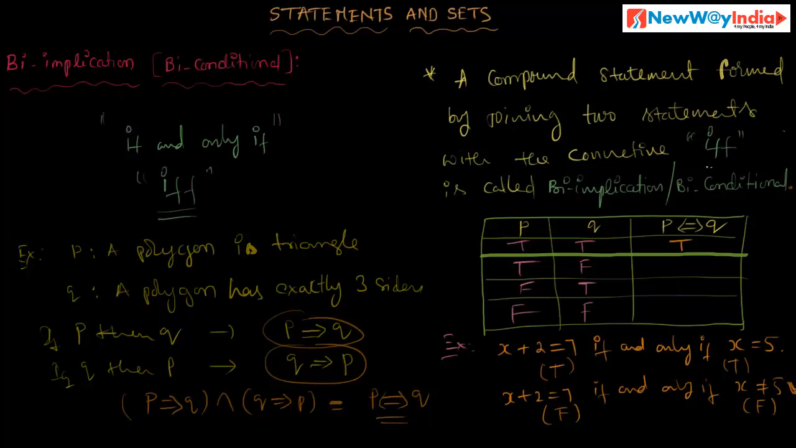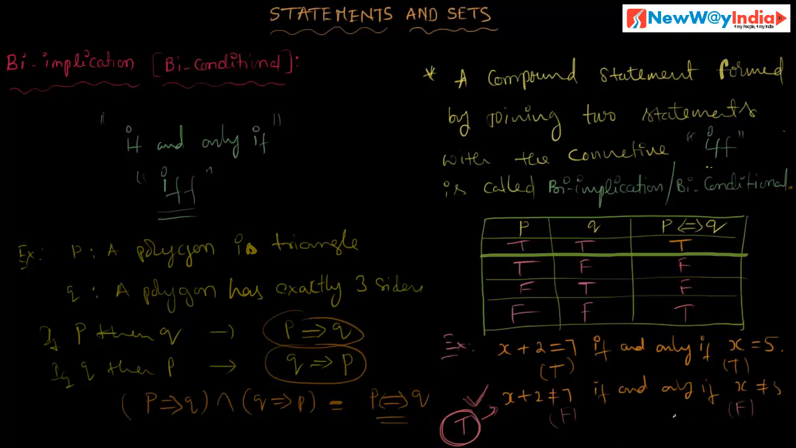The compound statement gives the truth value T. The biconditional is a true statement, and the complete biconditional gives the true statement. In the remaining cases, it is false. This is the truth table of the biimplication.